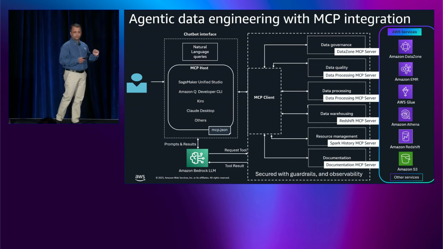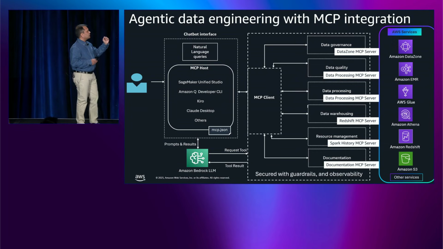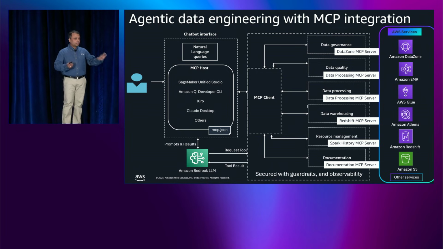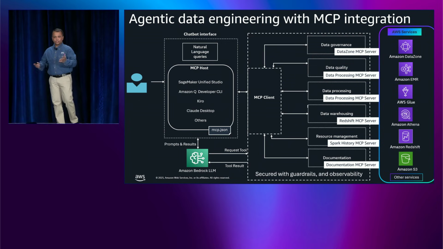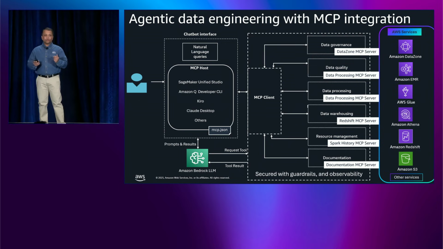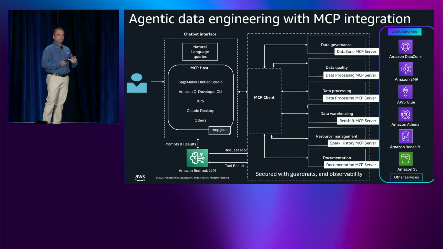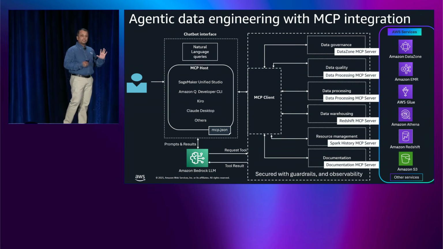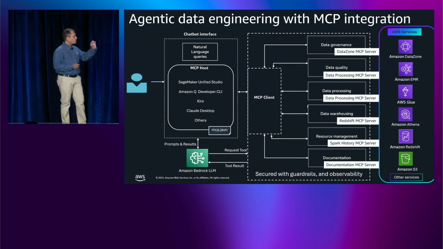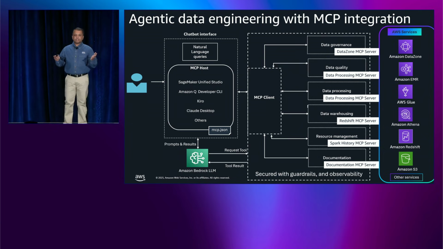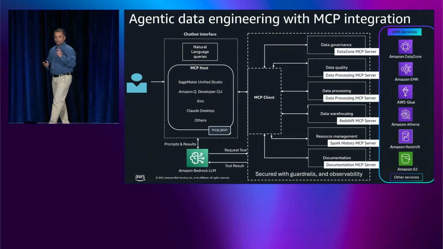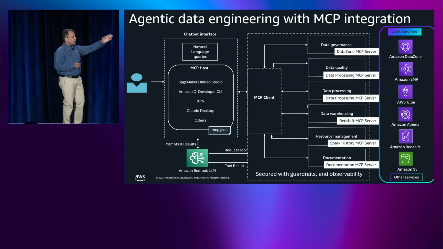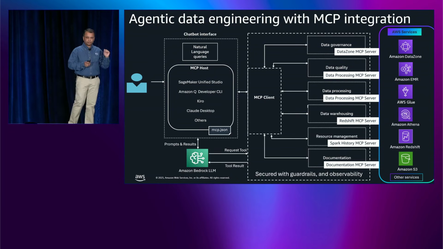Let's start from the left. Here the user is interacting with the MCP host, the one that Harshita was mentioning earlier. That MCP host could be any tool of your choice. It could be SageMaker Unified Studio, or Kiro, or Claude Desktop, any MCP-compliant MCP host. Once you have an MCP host, the next thing you do is configure whatever MCP servers you want to work with. When you configure that, it makes a connection between the host and the server using the MCP client.